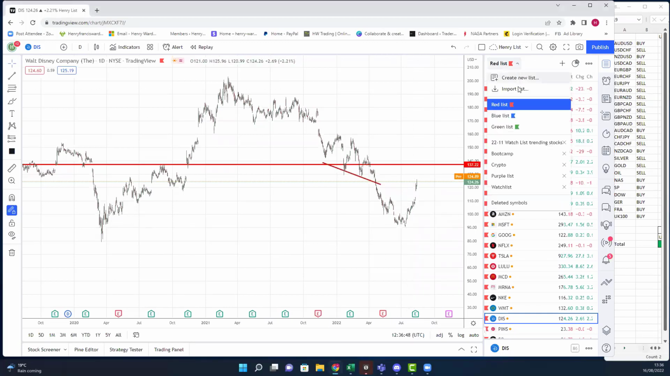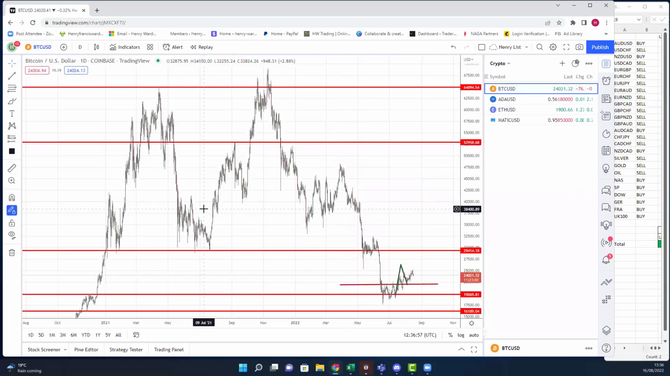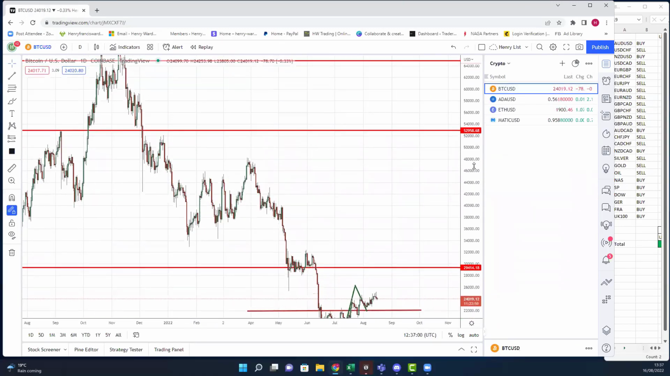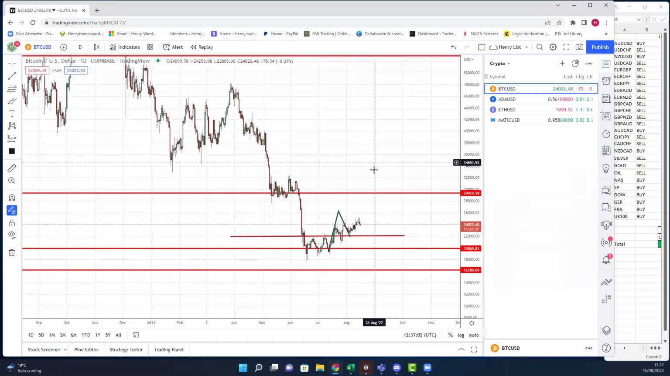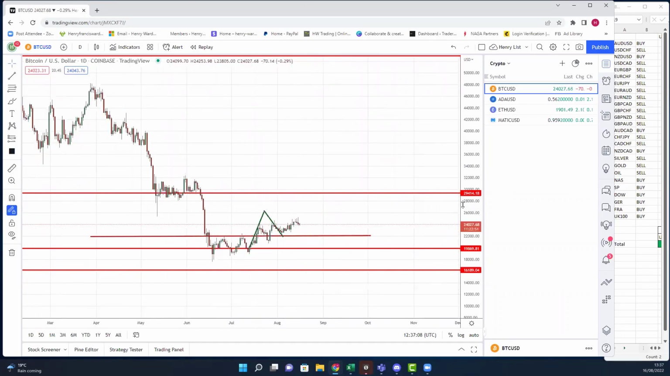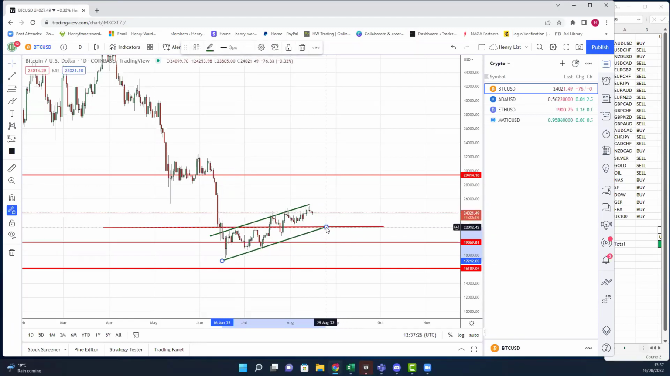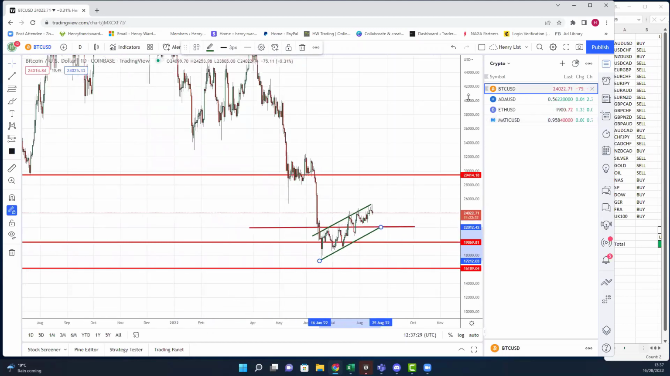BTC. Let's have a look at BTC. Crypto. There's not a whole lot to look at with BTC, to be fair. It has literally moved slightly sideways. It's up to 24,000. It's in one of these channels, and you would expect a breakout. You would expect it to break out one side or another.